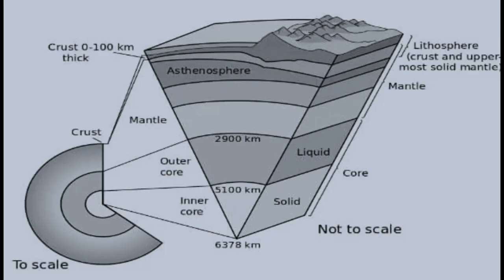Then this is a structure where the outer layer is crust, then the asthenosphere, then mantle, then outer core and inner core. And this is the lithosphere, which consists of the outer crust and uppermost solid mantle. These two layers, crust and uppermost solid mantle, are the lithosphere. Then the mantle layer or inner mantle layer, then outer core and inner core. These are the layers of the earth.